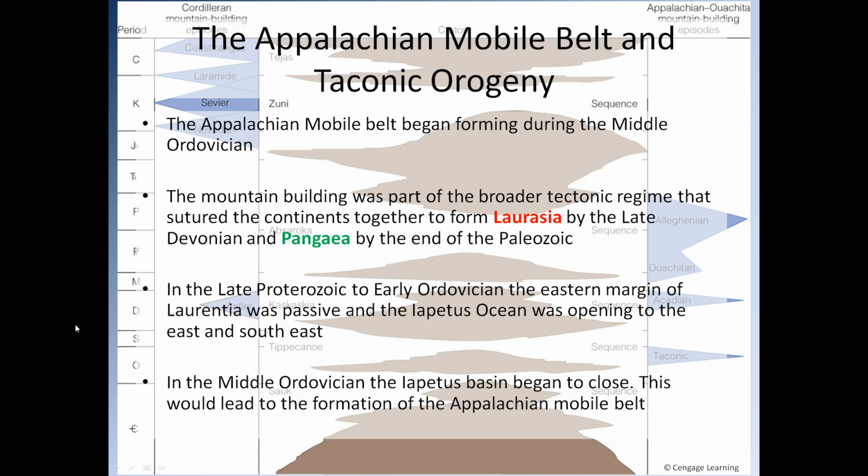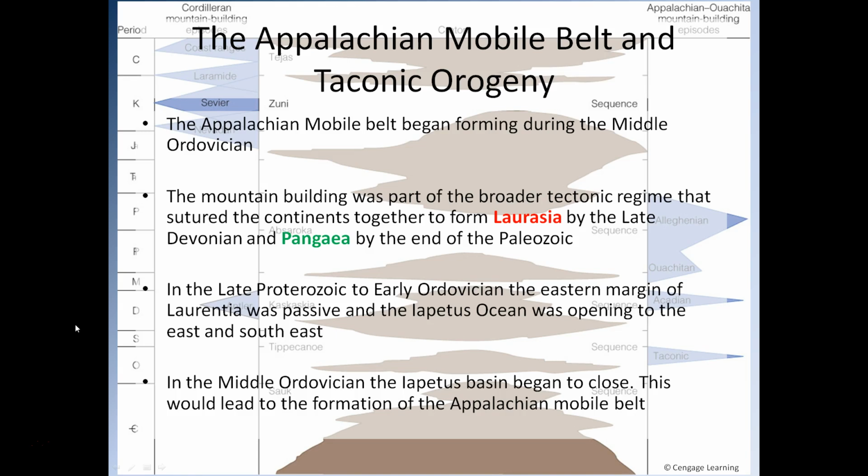Alright, so during the Paleozoic, we begin to see the formation of the Appalachian mobile belt on what is now the modern eastern side of North America. The Appalachian Mobile Belt began to form during the Middle Ordovician. Now it's not just one event. It actually consists of, arguably three, maybe four separate orogenic events that all combine together to give us the Appalachian Mobile Belt. So, that's another reason why it's referred to as a mobile belt, because it's not one event. It occurs in several different events occurring in slightly different locations, meaning the belt isn't actually 100% stationary.